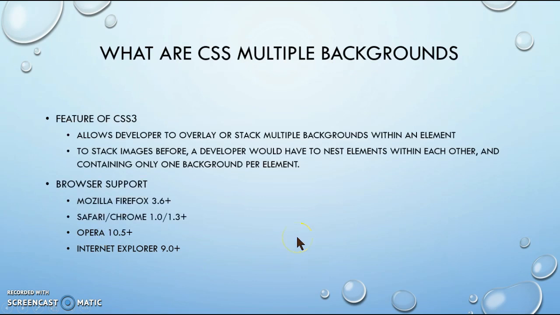So what are CSS multiple backgrounds? This is a feature of CSS3 that allows the developer to overlap or stack multiple backgrounds, like images or just colors, and to change the different properties for those multiple backgrounds. And this makes it really slick, this new feature.